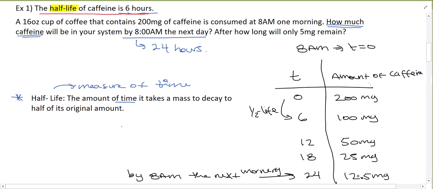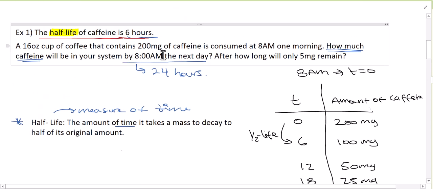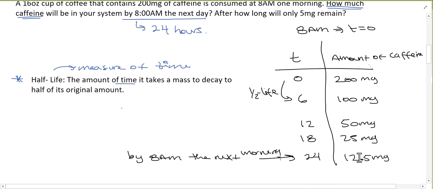Now that's just with one cup of coffee. If you have multiple cups of coffee during a day, you just have to add those 200 milligrams at the time that you took it. So for example, if after even just 2 hours you take another cup of coffee, now you're going to have the previous amount plus 200, and then that changes the way that this will go. Okay, so by 8 a.m. the next day, we're going to have 12.5 milligrams of caffeine in our system.